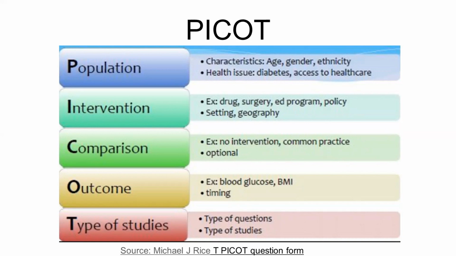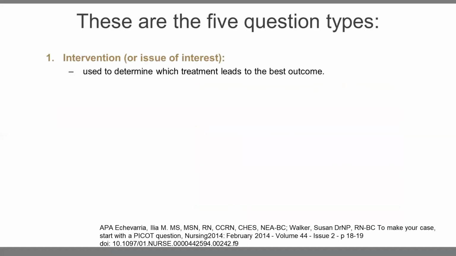C stands for comparison, with whom we are comparing. So usually it is a gold standard. For example, it can be no intervention or common practice or the common drugs or materials used to compare. Outcome is what we are looking for in that research. What are the variables or the parameters which we are going to assess? Then the type of study, like the type of questions or the experimental or research design of the study, stands for T here, that is type of study. So these are the 5 question types which usually the research will fall into.